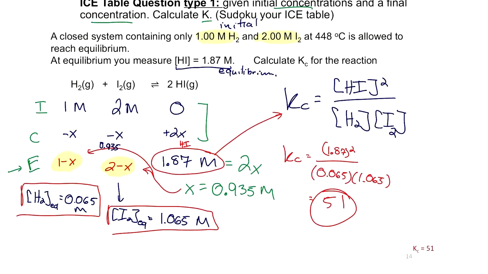All right, so I like to think of this as like playing Sudoku. You take the known values, you kind of half fill in your ICE table, how do things have to change? That allows you to solve for what X is, and then you can fill in the rest, get all those equilibrium concentrations, and plug it into K. All right, that's the first kind of ICE table.